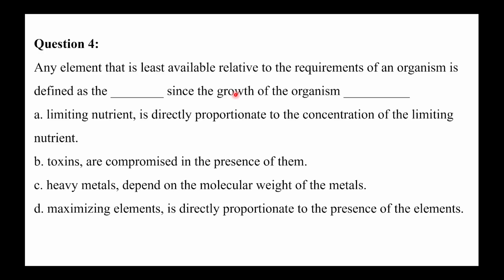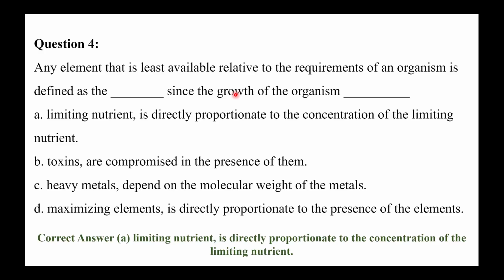Okay, I'll show you the answer. The correct answer is option A. So any element that is least available relative to the requirements of an organism is defined as the limiting nutrient, since the growth of the organism is directly proportionate to the concentration of the limiting nutrient.